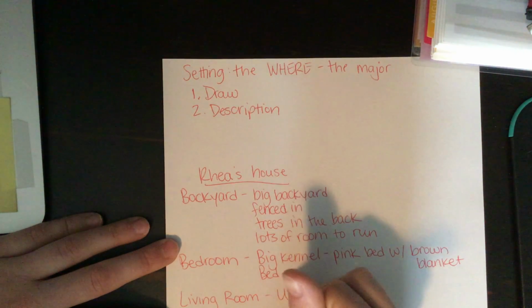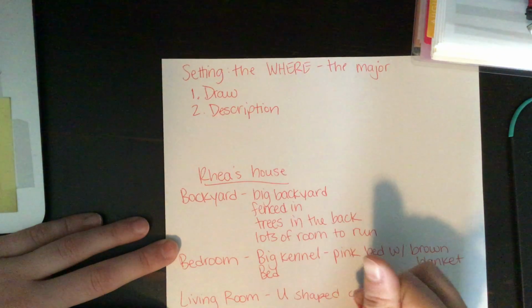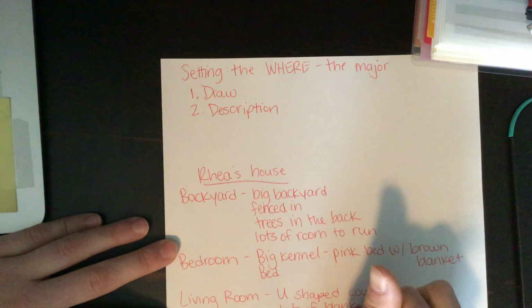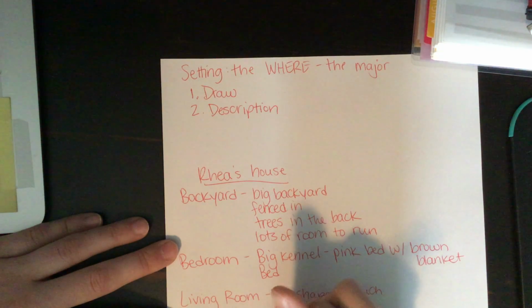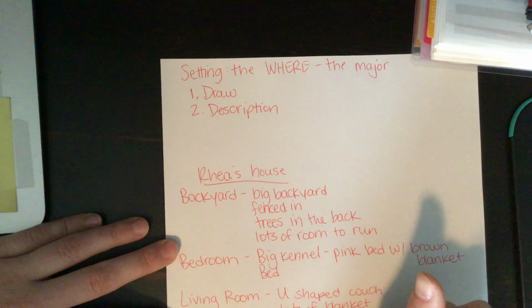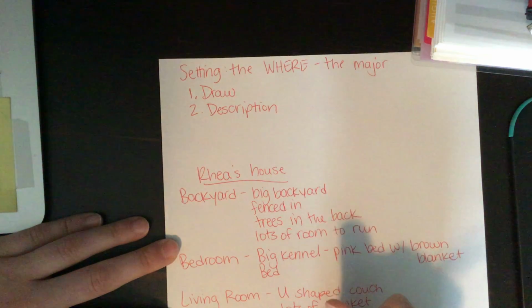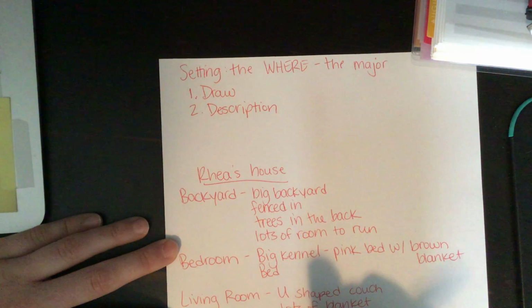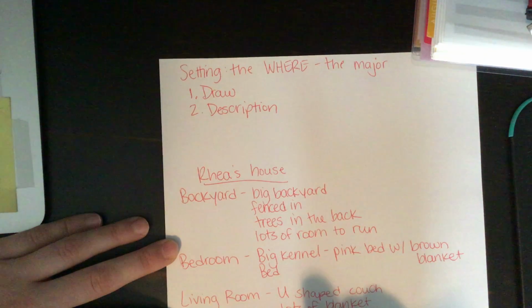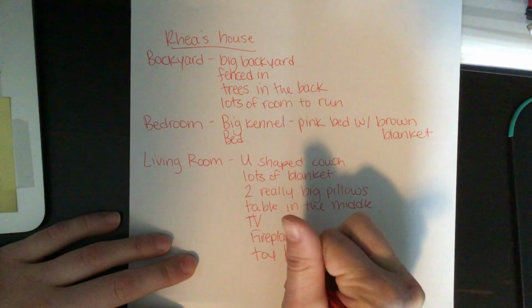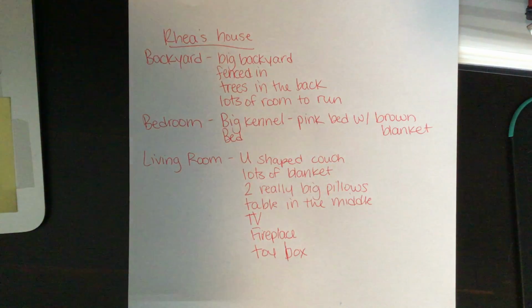All right, we have a kind of a U-shaped couch. It's a big couch. There's lots of blankets on it. My girls love to lay on the blankets. We have two really big pillows. There's a table kind of in the middle. TV, there's a fireplace, and near the fireplace I have a toy box. Oops, I guess you can't see where I'm going. A toy box, that's where I keep all of the girls' toys, all their chew toys and such.